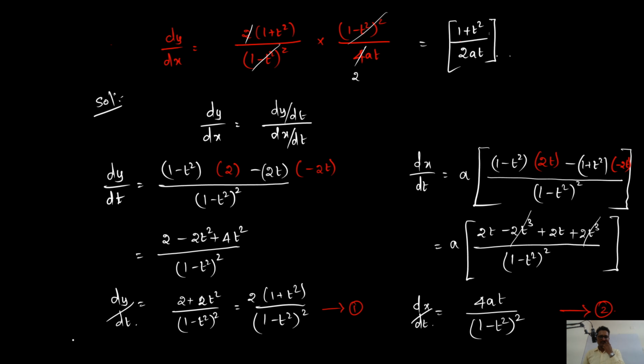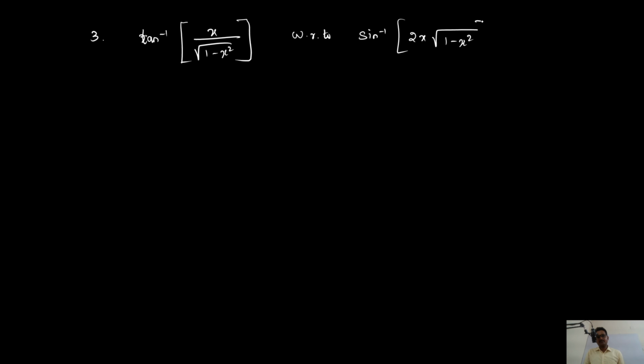Let me try another question. Tan inverse of x by square root of 1 minus x square should be differentiated with respect to sine inverse of 2x square root of 1 minus x square.